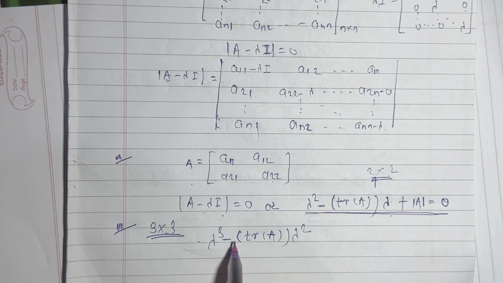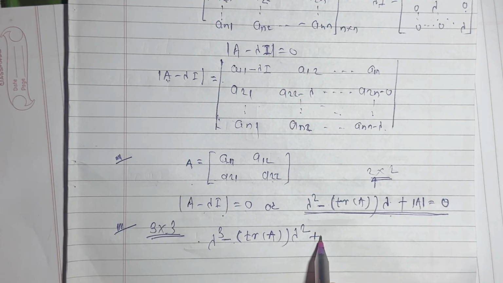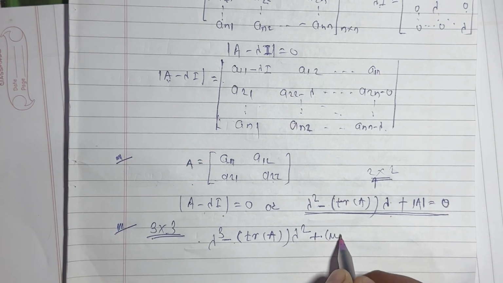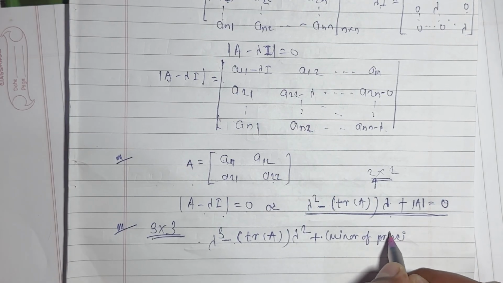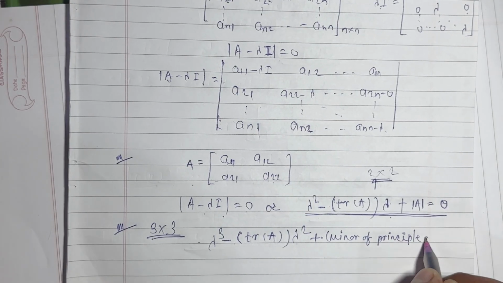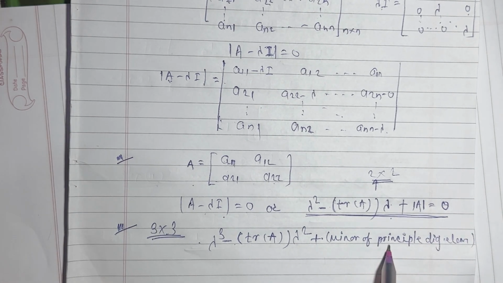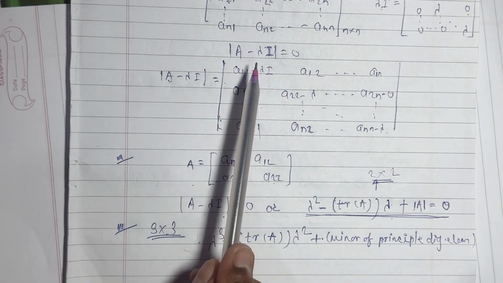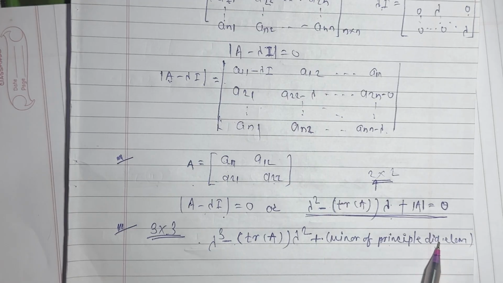After that, again here you have to take the plus. After that, we want the principal diagonal elements. We want the sum of the minors of the principal diagonal elements. Minor means you have to take the 2 by 2 determinant. So this one is the minor of the principal diagonal elements, multiplied with lambda square.